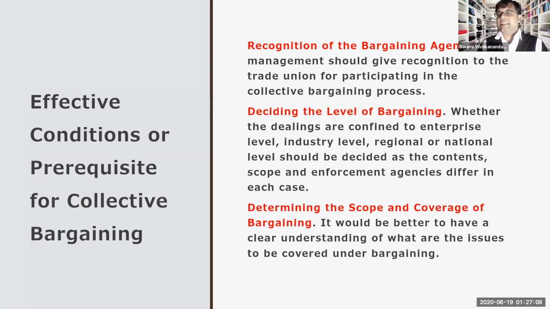Next one, deciding the level of bargaining. That means whether the dealings are confined to the enterprise level, industry level, or the national level. That we'll be deciding beforehand, I mean, before entering into the bargaining process. Next one is determining the scope and the coverage of the bargaining. What are the things we are going to discuss in this meeting should be pre-decided. That is going to be helpful. Otherwise, that will create a lot of issues in the bargaining process.